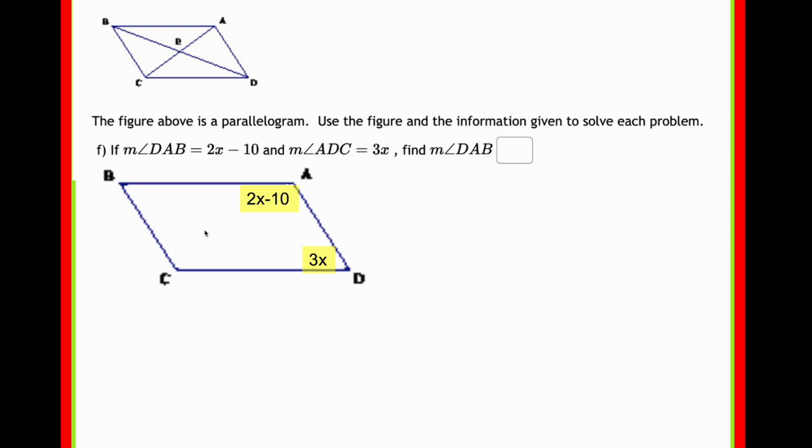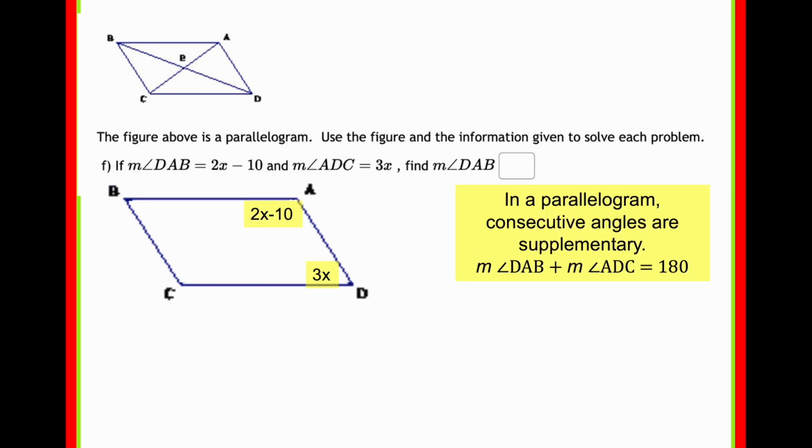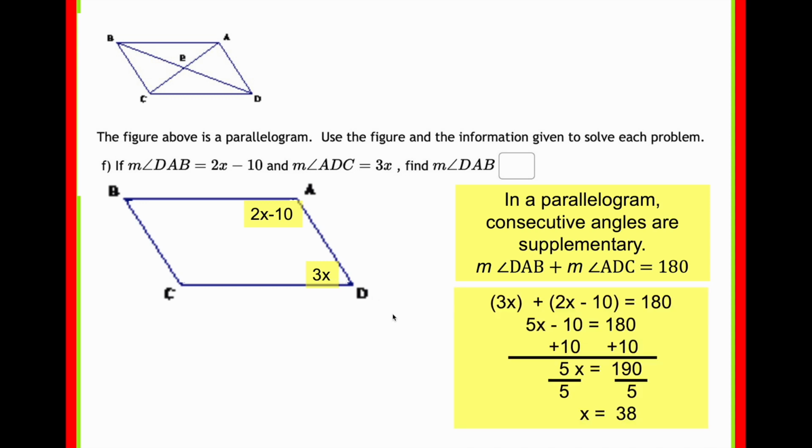Okay, so let's go through our notes. In a parallelogram, consecutive angles are supplementary, so we know that the measure of angle A plus the measure of angle D is equal to 180. We need to set up an equation in order to solve for x. The order doesn't matter.